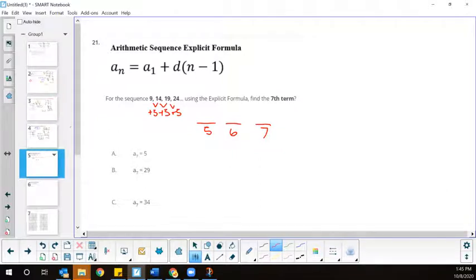If I add 5 to 24, that's 29. If I add 5 to that, that's 34. And if I add 5 to that, that's 39. So the seventh term is 39, which is D.